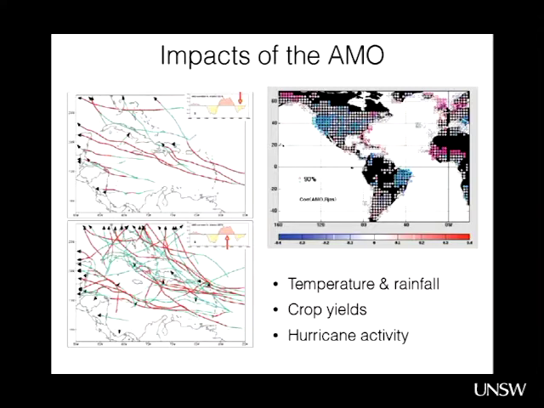And because it's linked to SSTs, you also have changes in hurricane activity. So this is a plot of all the landfalling hurricanes during the AMO negative period, and this is a plot during the AMO positive period. And you can just see by eye that there were many more hurricanes during the time when the North Atlantic was warm.